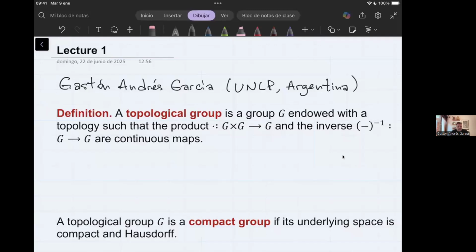Okay, well, this is our next course of the day. We are going to hear Gaston Garcia. I don't remember the title of the lecture. Gaston.